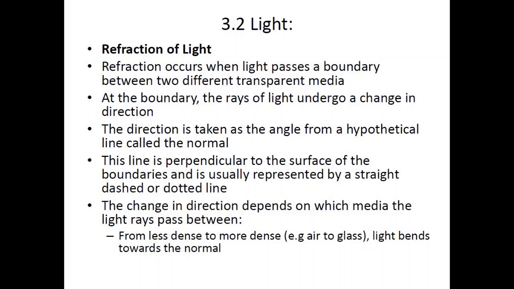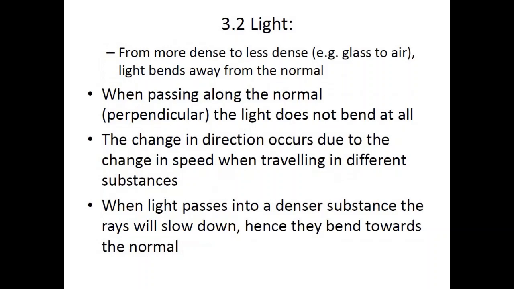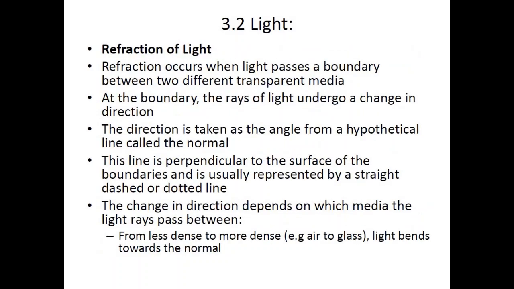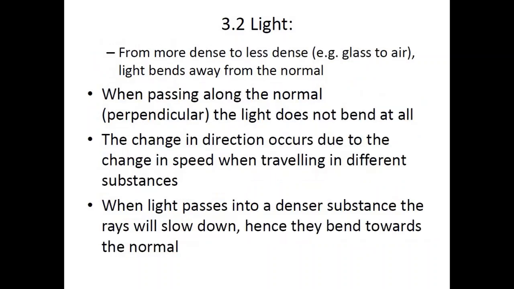From less dense to more dense, for example, when entering from air to glass, light bends towards the normal, whereas if the light is moving from a denser medium into a less dense medium, for example from glass to air, the light bends away from the normal. Remember these two rules in order to tackle any question that would come for the refraction of light. When passing along the normal, the light does not bend at all.